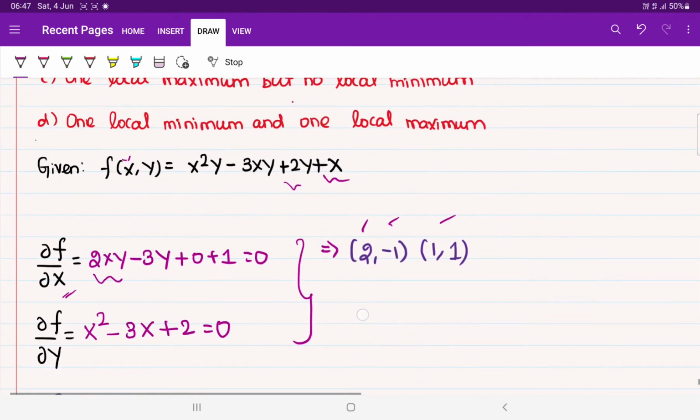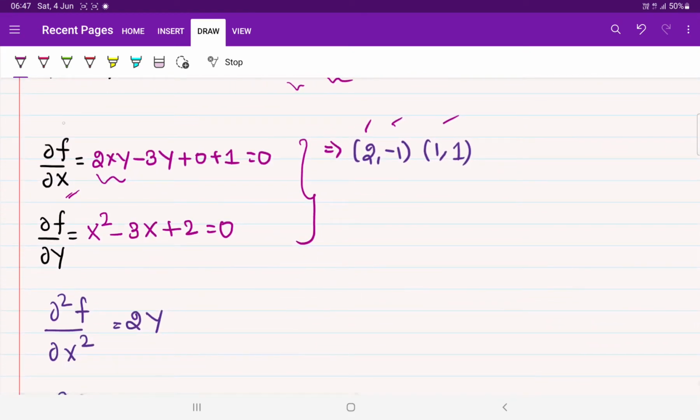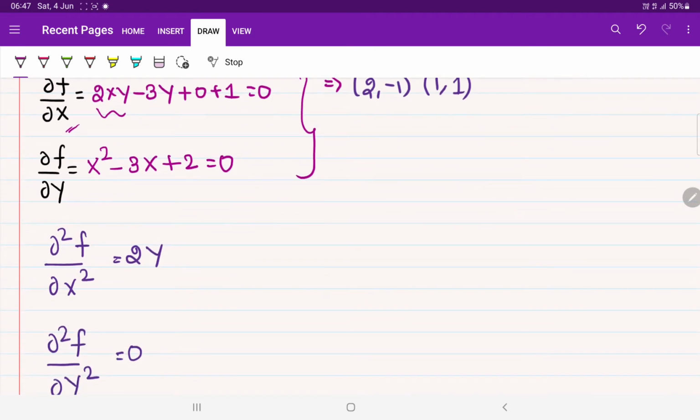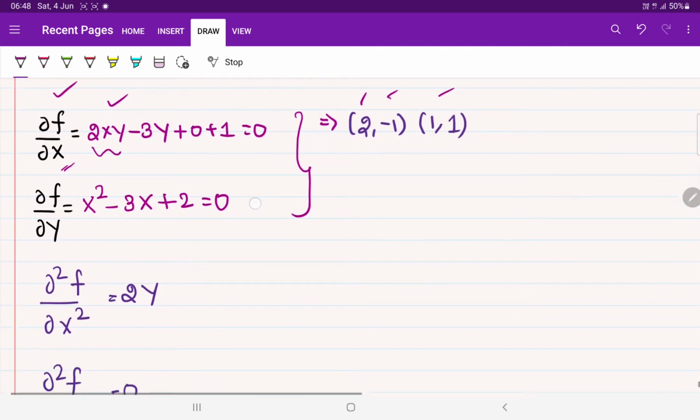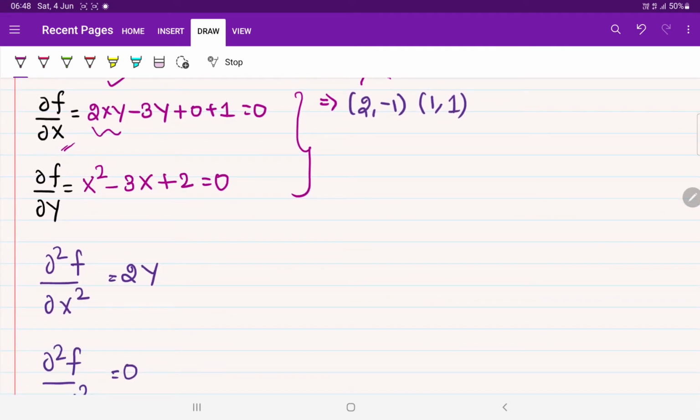Once you obtain them, what is the next step? Once again take the same function, dou f by dou x and dou f by dou y. Now differentiate dou f by dou x one more time with respect to x. If I differentiate one more time with respect to x, 2xy will give 2y, then the 3y term becomes 0, and the remaining terms are constants, so they become 0.